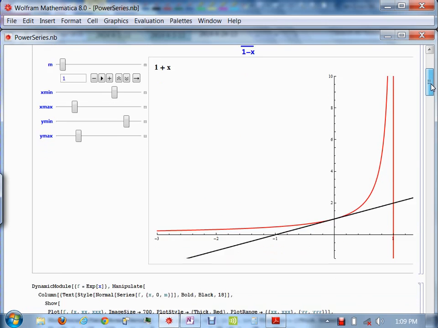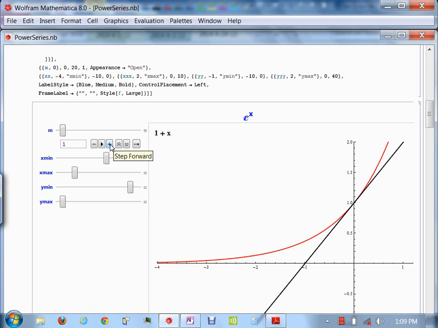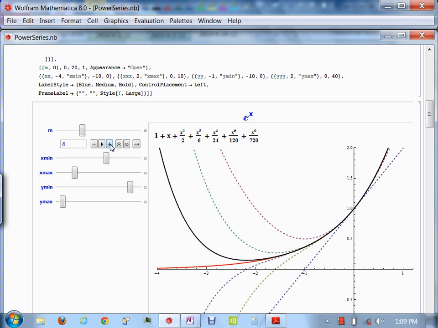So let's try and look at something else. Here's e to the x. My first term was 1, right? If I just use 1, that approximation's terrible. If I use the next term, which was x, that's a line, that's still terrible. Here's the x squared over 2 factorial. If you do those together, it's a parabola. That's better. Better, better, better. You see that?